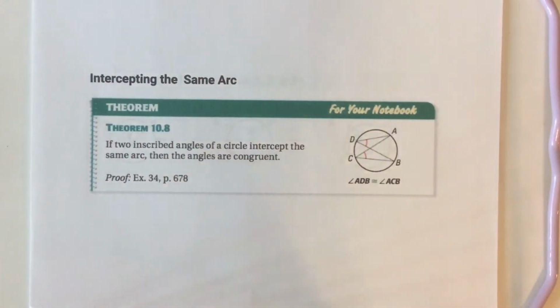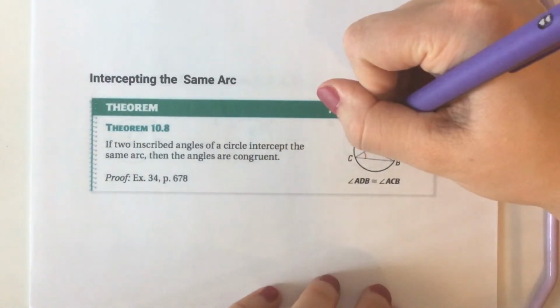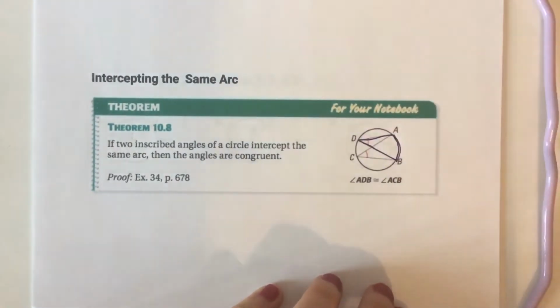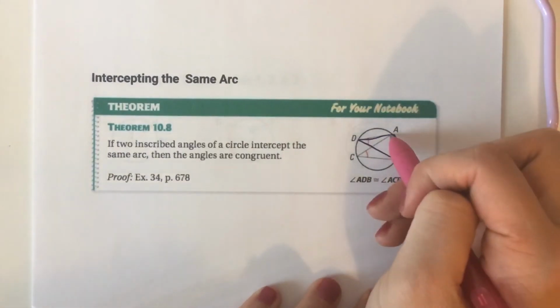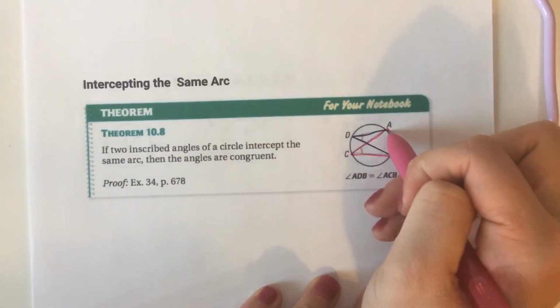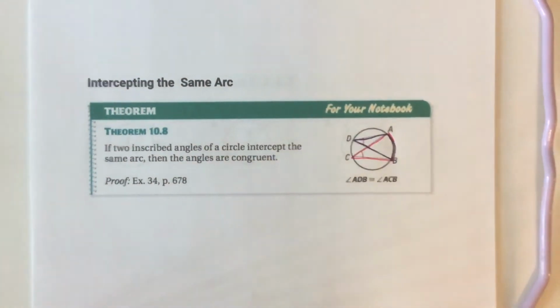If two inscribed angles of a circle intercept the same arc, then the angles are congruent, which is exactly what we just saw. So looking at this picture over here, angle D right here has arc AB, and angle C, if we extend these chords, is also arc AB, which means those two inscribed angles are going to be congruent.